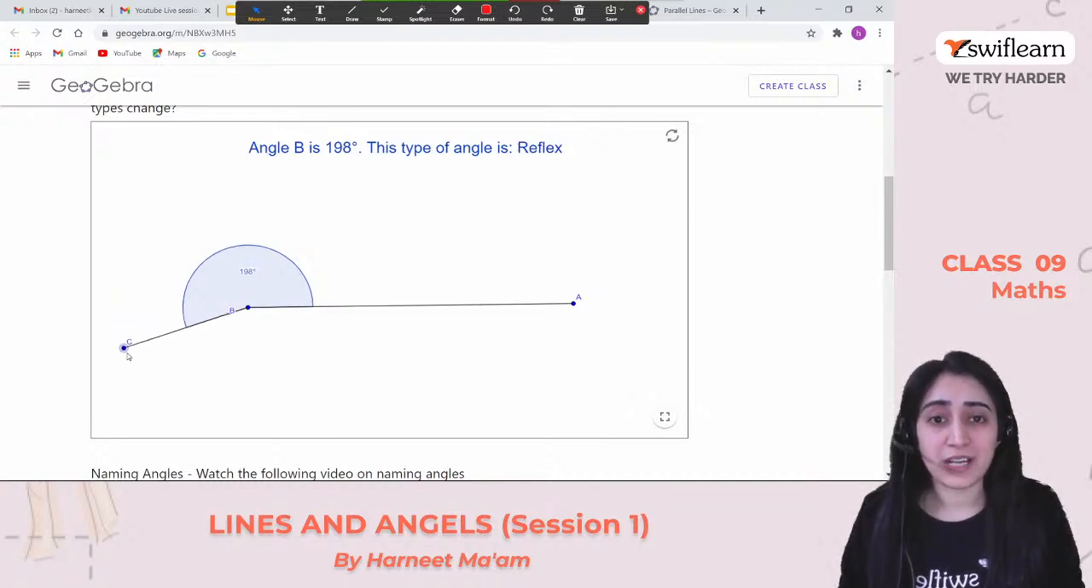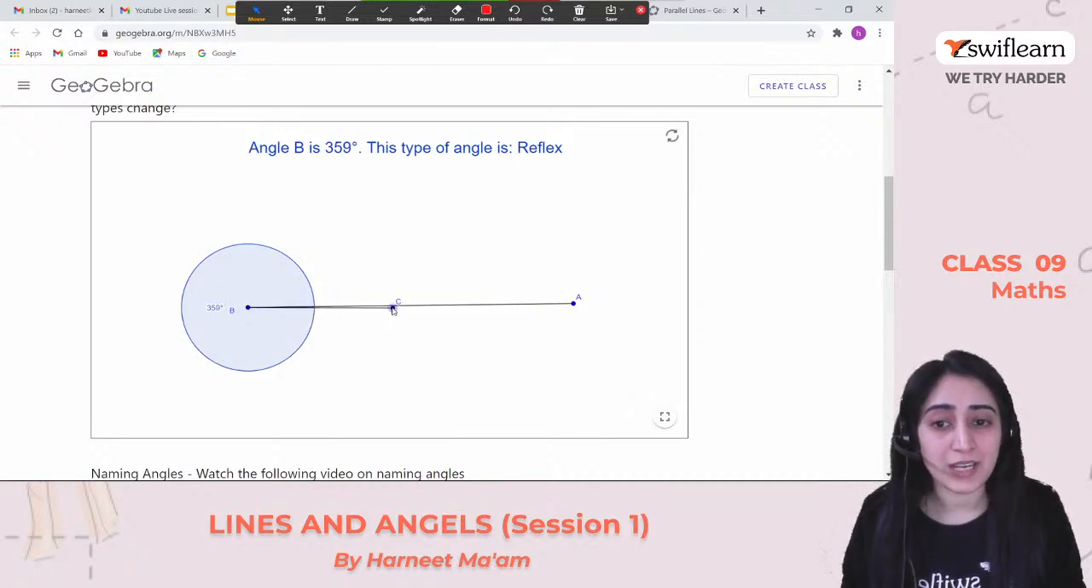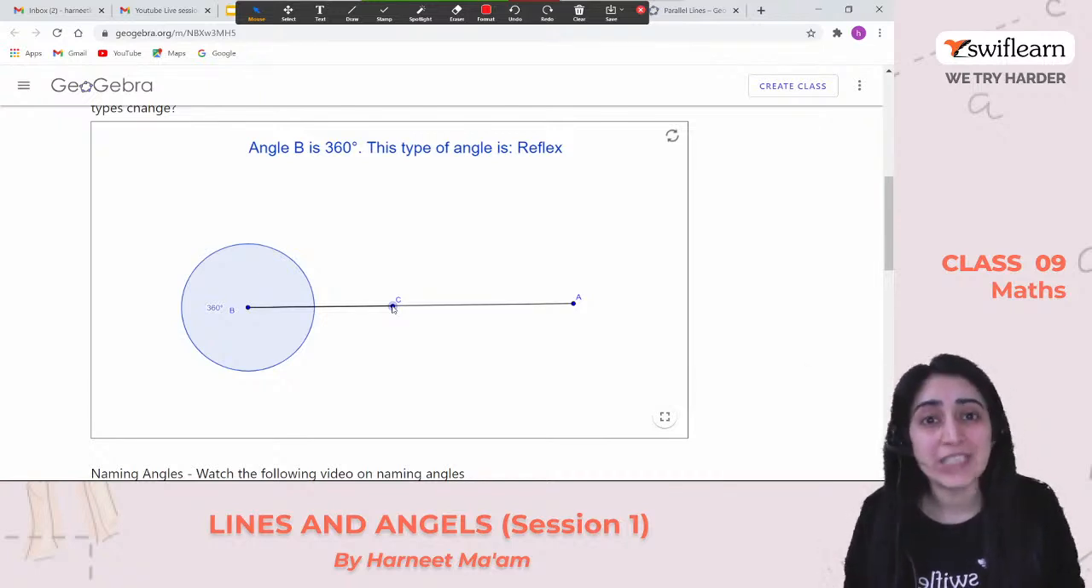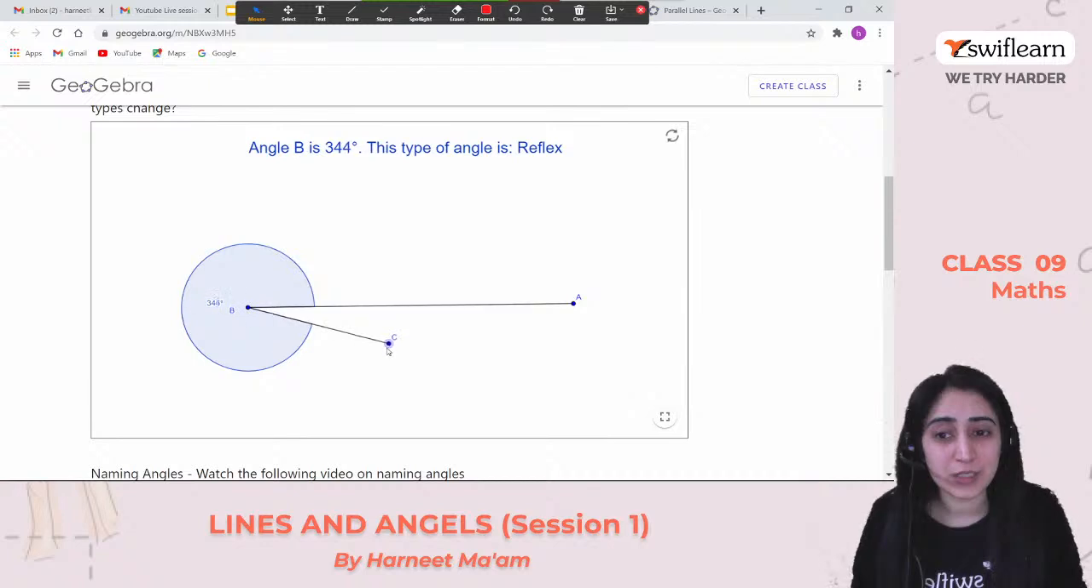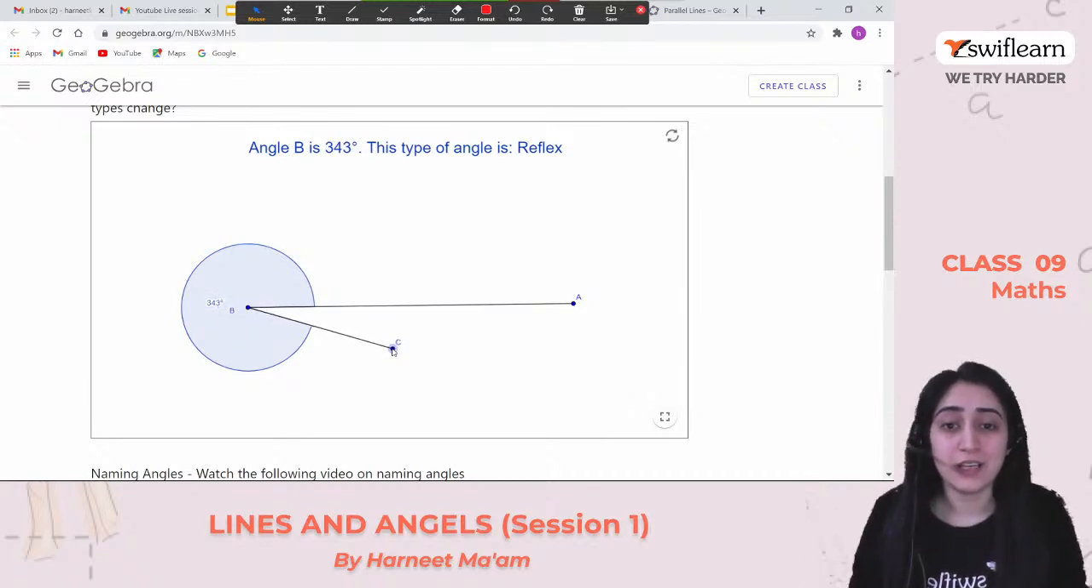Moving more, it becomes reflex. Keep on going, reflex. So keep on reflex till the time it meets this line. The moment it meets the line, it becomes 360 degree. What do we call it? We call it a complete angle. Clear with this one? Let's go the other way around.